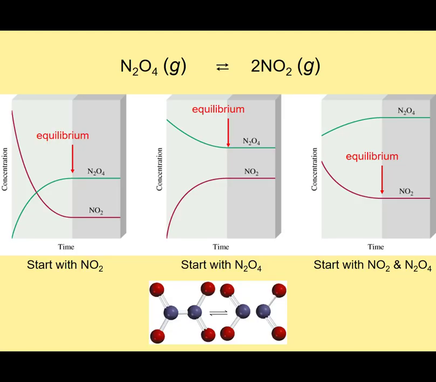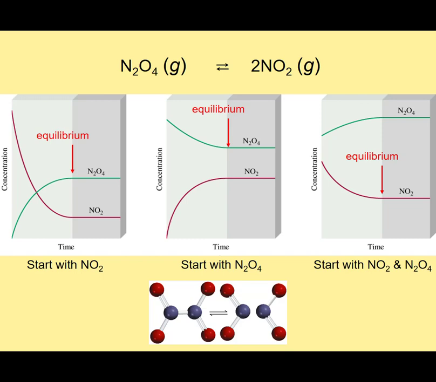Now, it doesn't matter where you start. So whatever your starting materials, you will eventually achieve equilibrium, where the rate of the product formation is equal to the rate of the reverse reaction, and the ratio will be the same of products to reactants. So in this first picture, I start with just NO2, and then my reaction proceeds. Notice we always end up with N2O4, more of it than the NO2. And then in the middle picture, I start with just N2O4. And then the last picture, I start with a little bit of each.